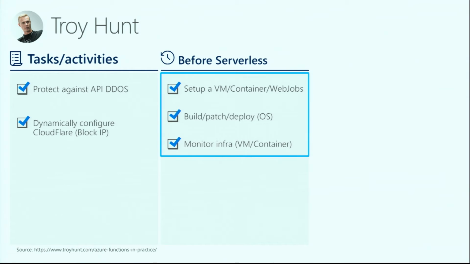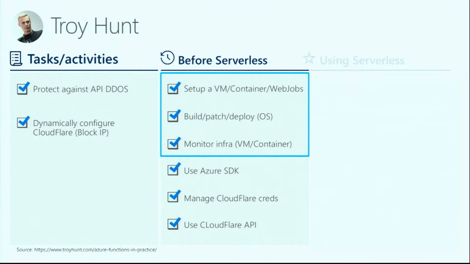This is the entire part of the server, and this is, again, before serverless. And this is even before writing a line of code that you really care about in terms of actually fulfilling the task you are going to do. To do that, Troy needs to use the Azure SDK because he needs to read from a queue. He needs to use Cloudflare credentials. He needs to manage them. He needs to somehow write them somewhere and work with them. And then he needs to use those credentials to work with the Cloudflare API or the SDK to actually do whatever he was going to do. So he needs to do all of that work just to be able to make a single API call.